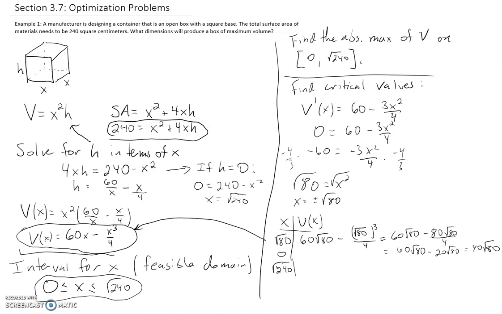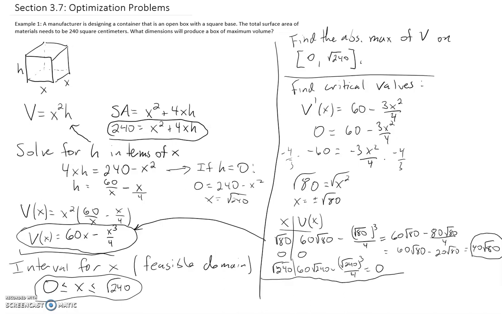Now, we plug in the other values. These are going to be much easier. You plug in 0, you're going to get 0. You plug in the square root of 240, you're going to get 60 times the square root of 240 minus the square root of 240 quantity cubed over 4, and this will also end up equaling 0. So we see in this case, the largest overall value we get is 40 times the square root of 80.